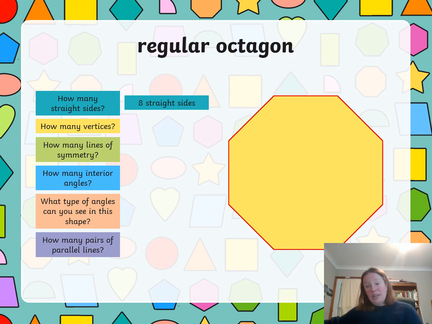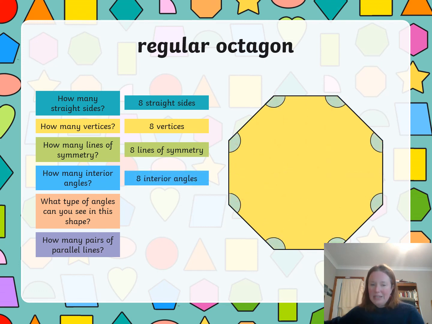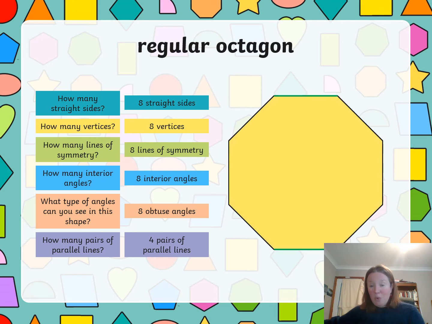Okay, our octagon, again, we're going up by 1. We've got 8 straight sides, 8 vertices, 8 lines of symmetry, 8 interior angles, 8 obtuse angles, and 4 pairs of parallel lines.